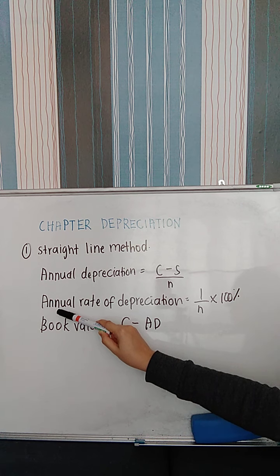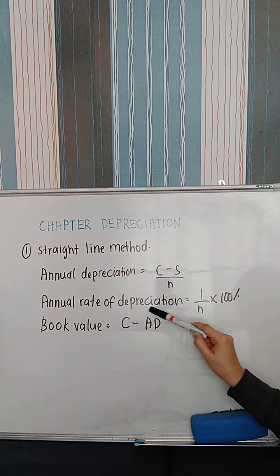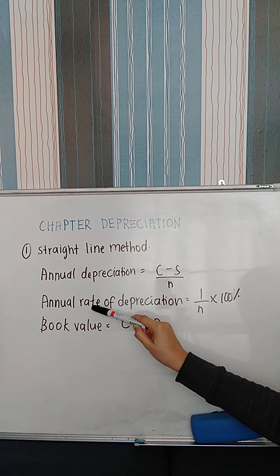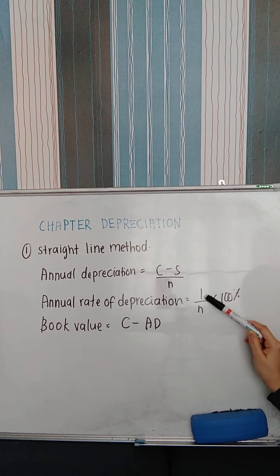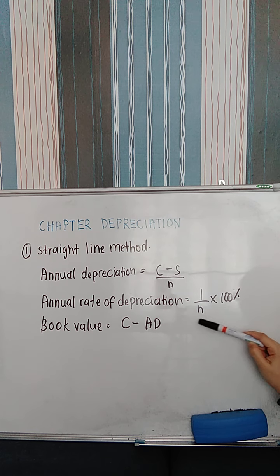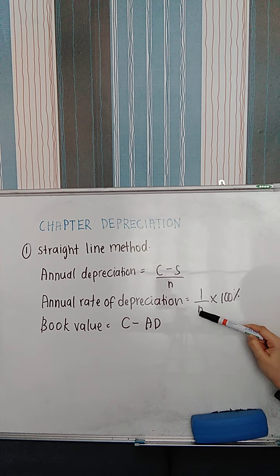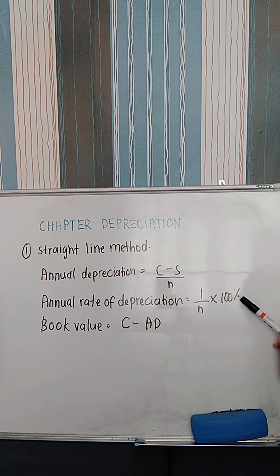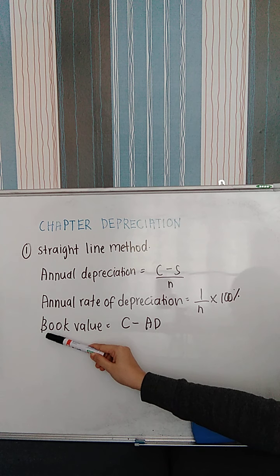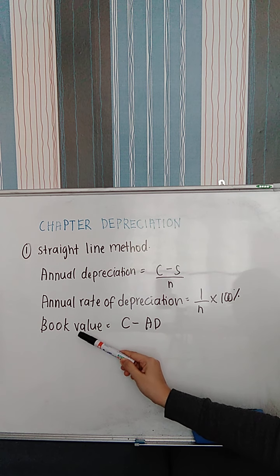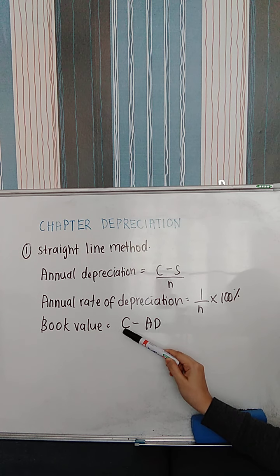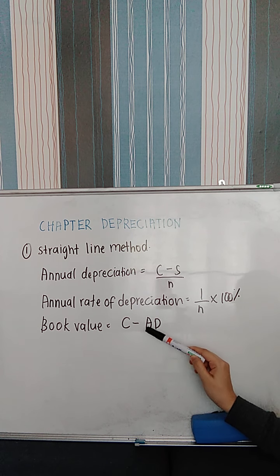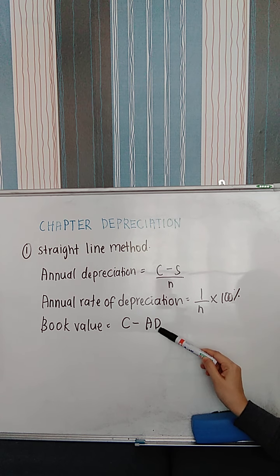Formula number 2 is annual rate of depreciation. Rate means you need to find the rate in percentage. So the formula is 1 over N, where N is useful life. So 1 over useful life times 100%. And the last formula is book value. Book value is equal to C minus AD. C is cost, and AD is accumulated depreciation.